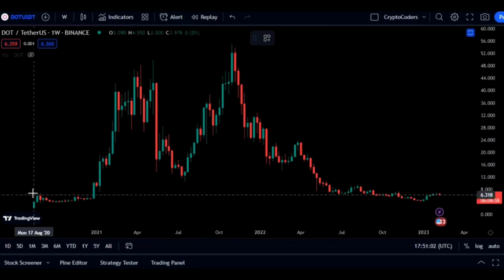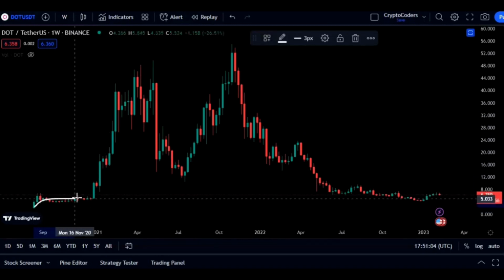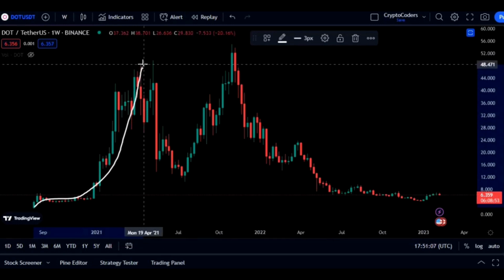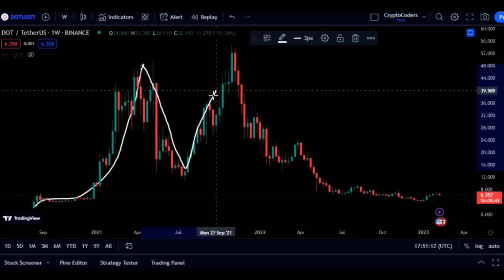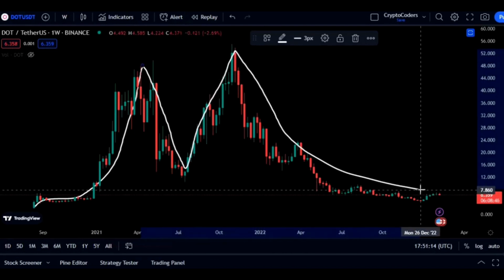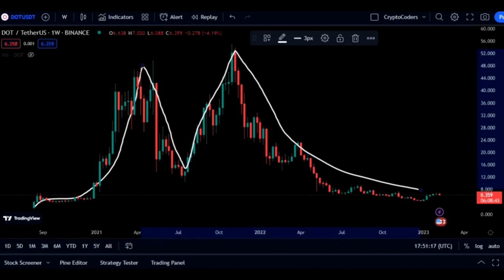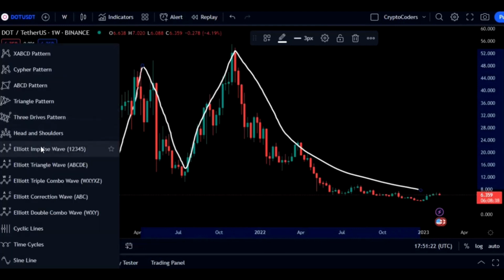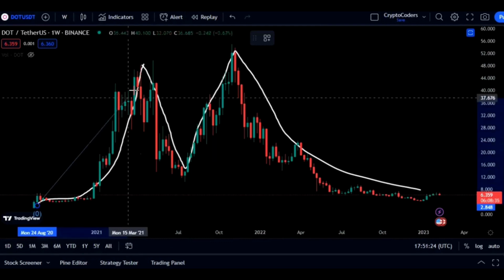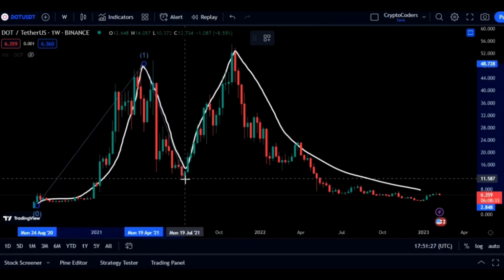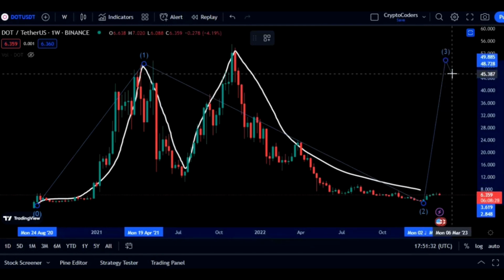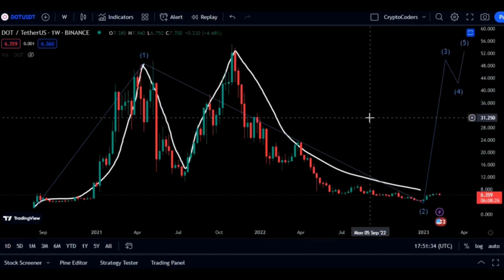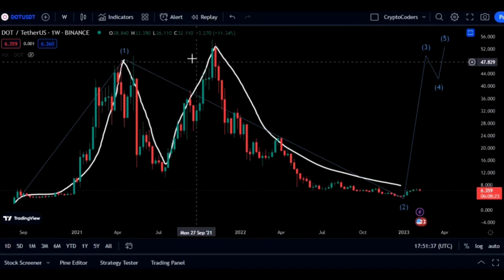So let's dive in. According to my Elliott wave count, this was our wave 1, and then we had our second wave. This is an expanded flat correction. Let me show you how that works. Wave 1, and this was our wave 2, and then we will go up for wave 3, 4 and 5. So let me show you how this wave 2 works.